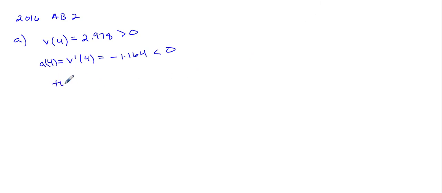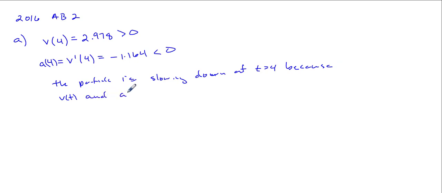The particle is slowing down at t equals 4 because v of t and a of t, which is v prime of t, have opposite signs. Do we have to write a of t equals v prime of t? You could just write a of t, that's fine, because we already have the relationship written right here. That should be sufficient. Okay?